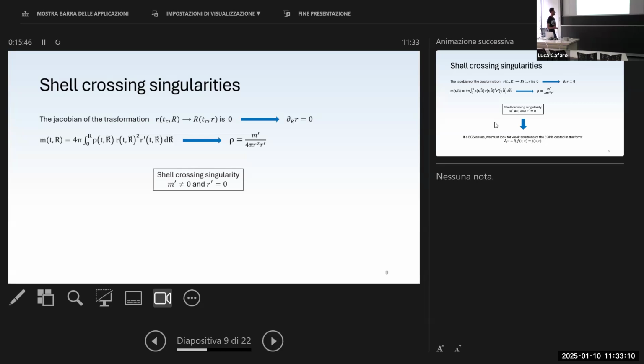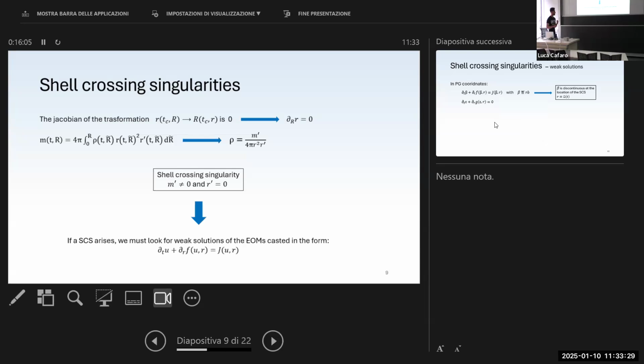What you must do, well, you first realize that if this happens, it simply means that the set of equations of motion in the LTB coordinates has simply failed. It means you cannot recast the system of Einstein equations as partial differential equations. So you must recast your equation of motion in this form with any variable we want to study and look for what is called a weak solution.